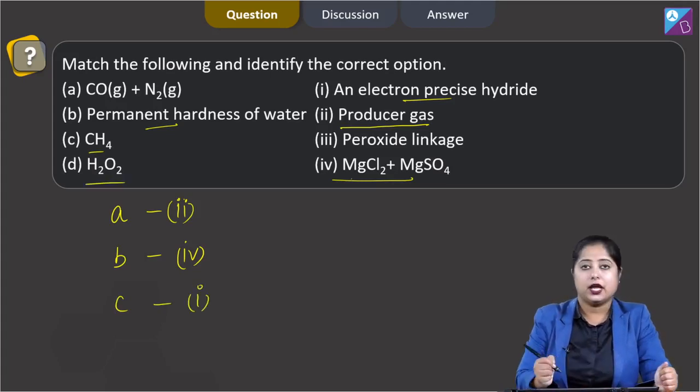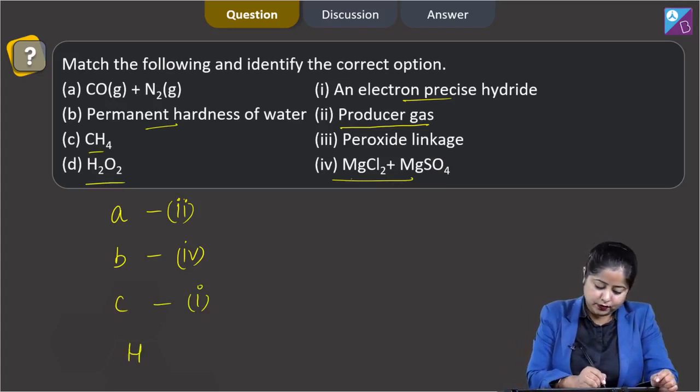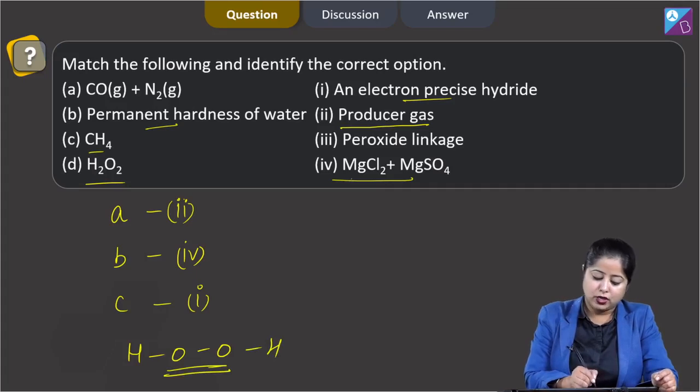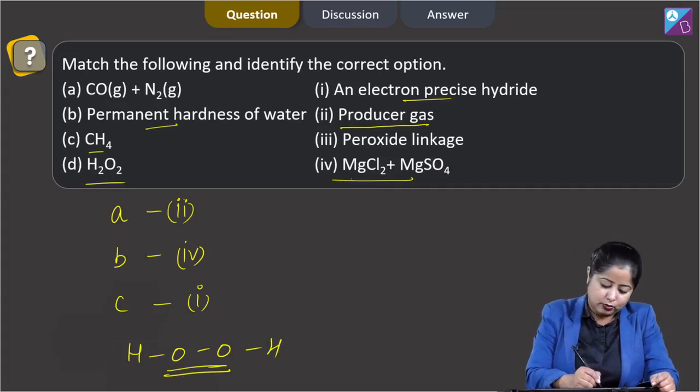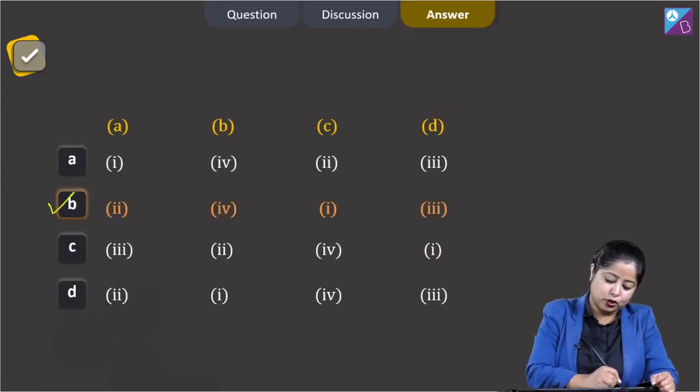Moving to last, H2O2, that is hydrogen peroxide. Student, I am drawing its structure. Here we can clearly see that H2O2 has a peroxide linkage. That means for D, the correct match is 3. That means the correct answer is option number B.